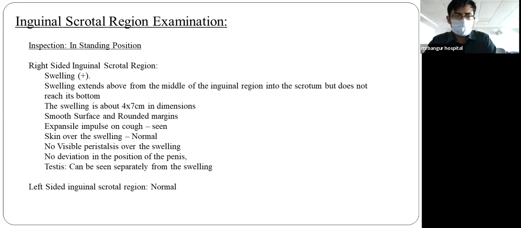Expansile impulse on cough is seen, and the skin over the swelling is normal. There is no visible peristalsis over the swelling, no deviation in position of the penis, and the testes can be seen separately from the swelling. The left-sided inguinoscrotal region is normal.